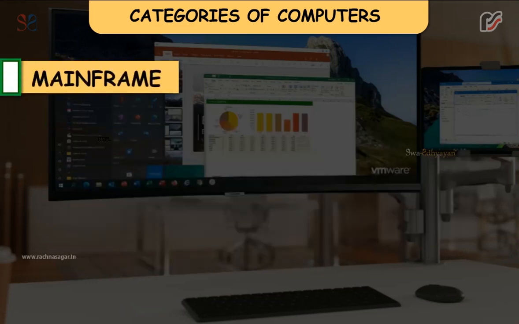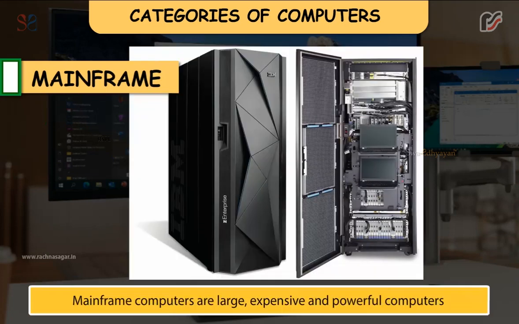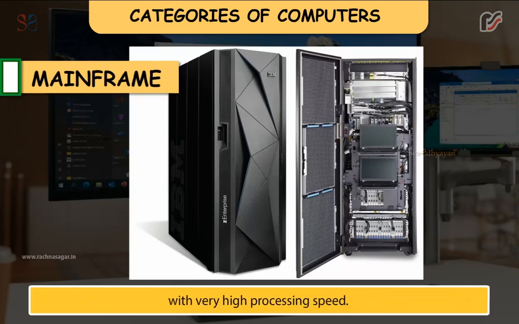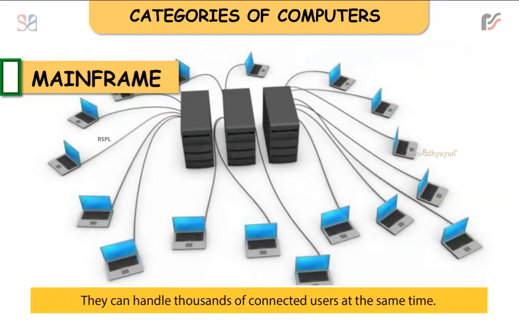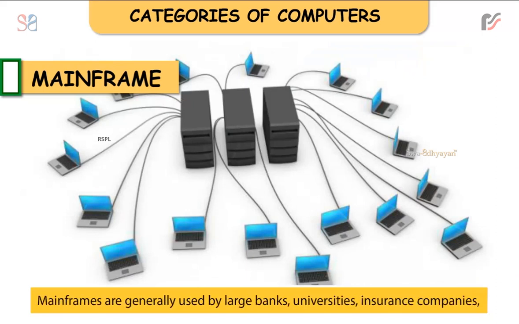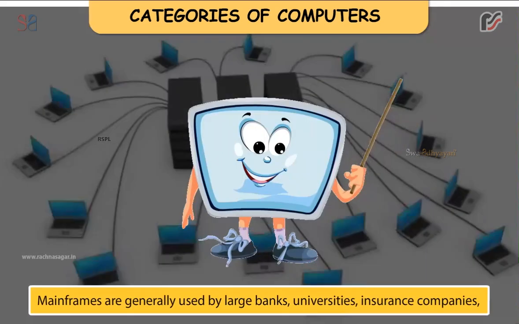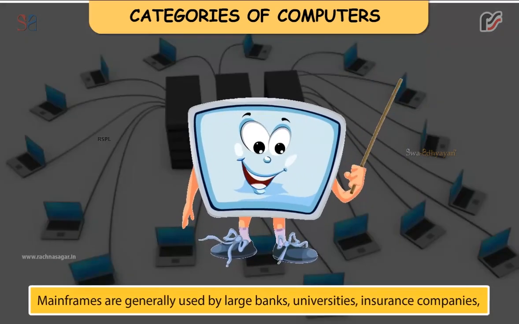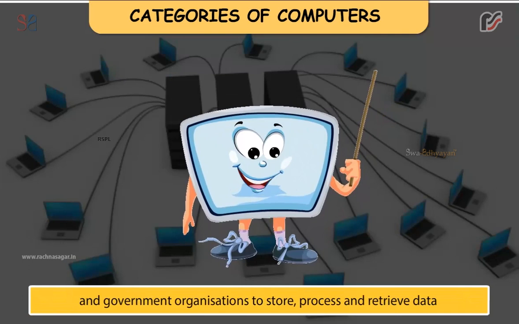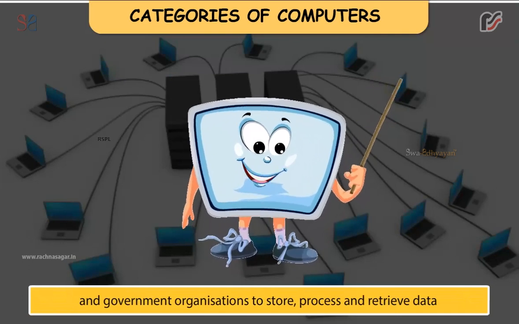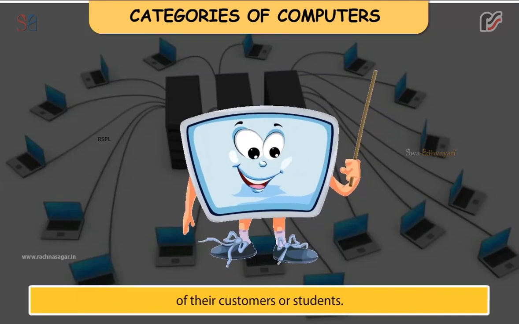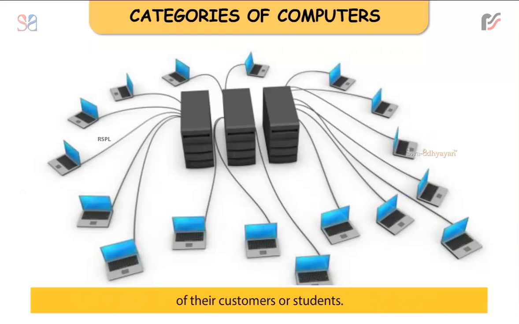Mainframe. Mainframe computers are large, expensive, and powerful computers with very high processing speed. They can handle thousands of connected users at the same time. Mainframes are generally used by large banks, universities, insurance companies, and government organizations to store, process, and retrieve data of their customers or students.